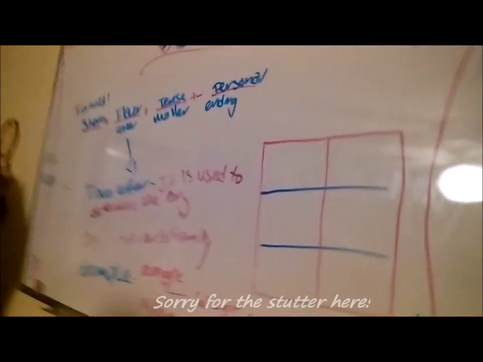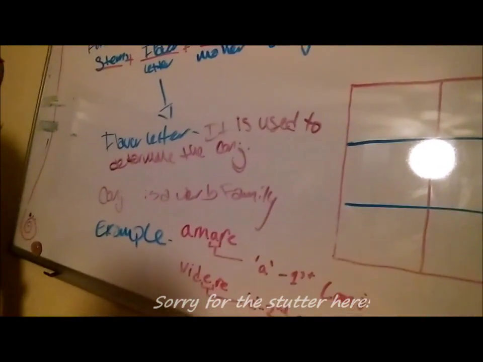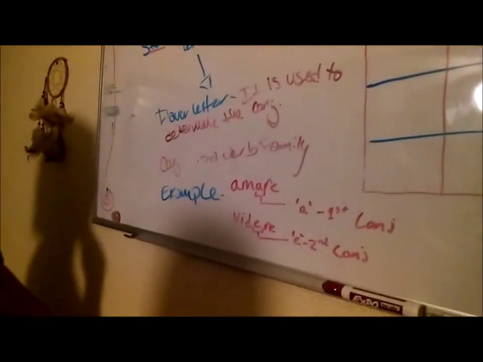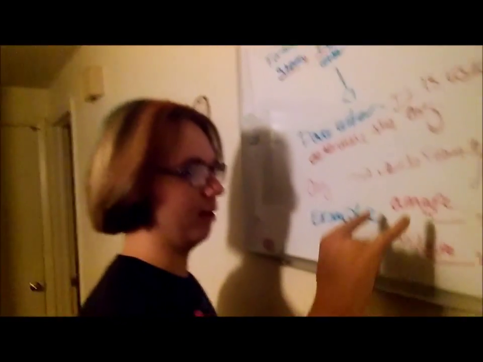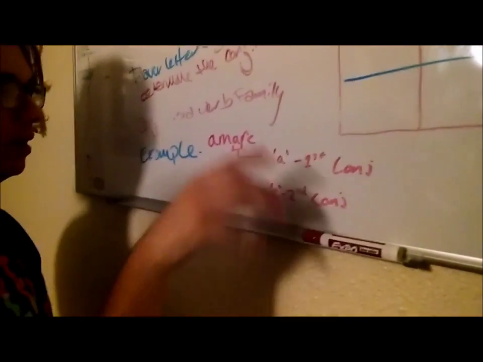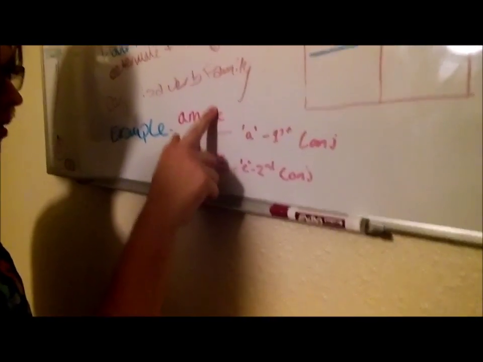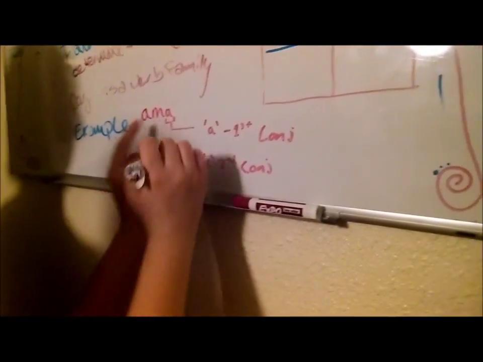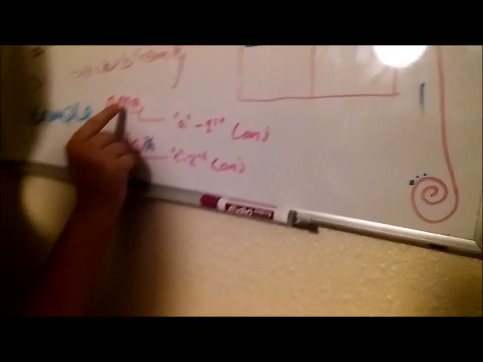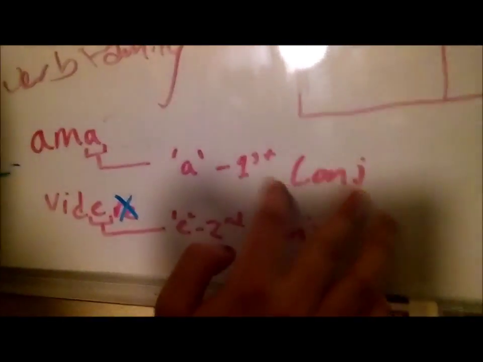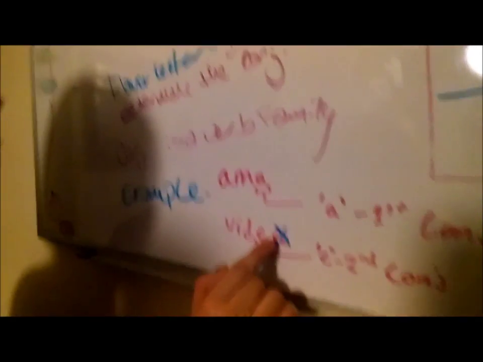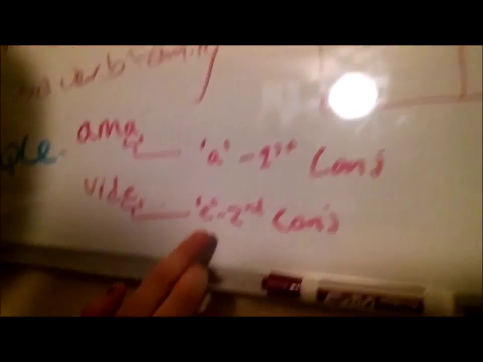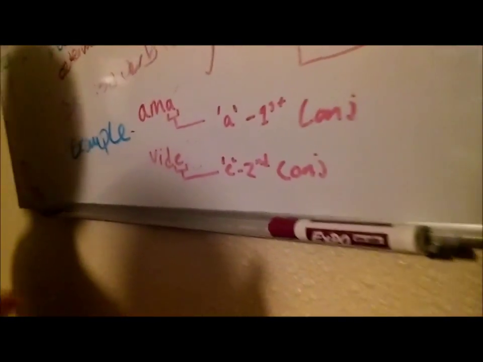Our next portion of the formula is the flavor letter. The flavor letter is used to determine the conjugation. A conjugation is a verb family. In our examples, we have two: amare again, and videre, which is 2C. So we take off the last two letters, and we look at the last one right here. As you can see, it is just an A, so it's in the first conjugation. Same thing with videre: you take off the last two letters, and then you look at the last one again. You get the E. E is in the second conjugation.